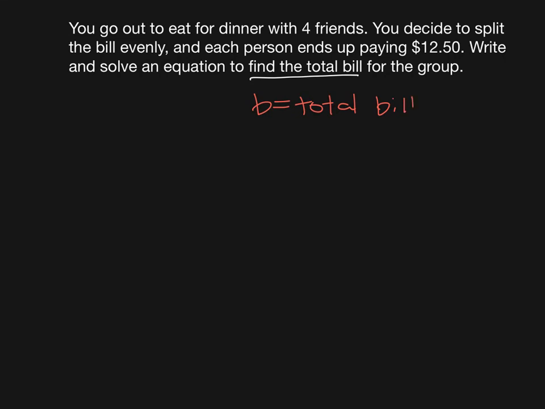Now, I know that everybody ended up paying $12.50. So at the end it came out to $12.50 per person. And what I can do to find that is I can take the total bill and divide it by the number of people. Now here's where a lot of people are going to make a mistake. They're going to do b divided by 4 because they see a 4 in the problem. But it's actually you go out to eat for dinner with 4 friends.